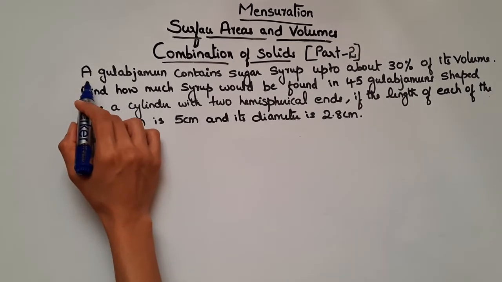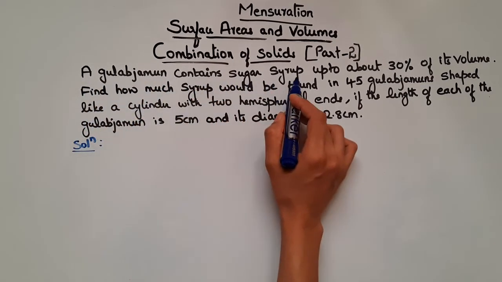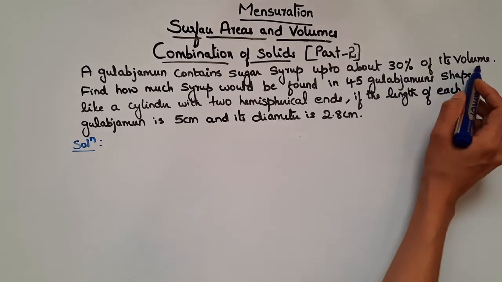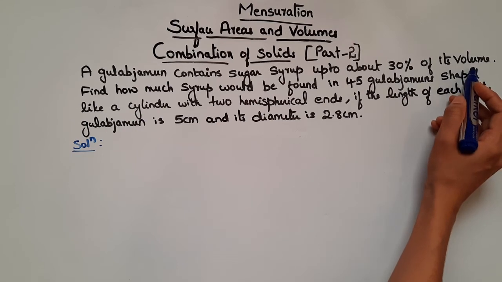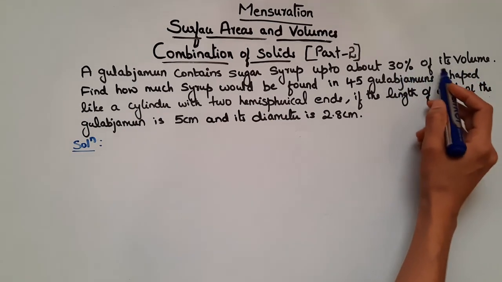So here they are saying there is a gulab jamun which contains sugar syrup up to about 30% of its volume, which means we know gulab jamun is dipped in a sugar syrup. So when we take out the gulab jamun from the syrup, the amount of syrup that has absorbed is 30% of its volume. So the sugar content in that gulab jamun is 30% of its volume.